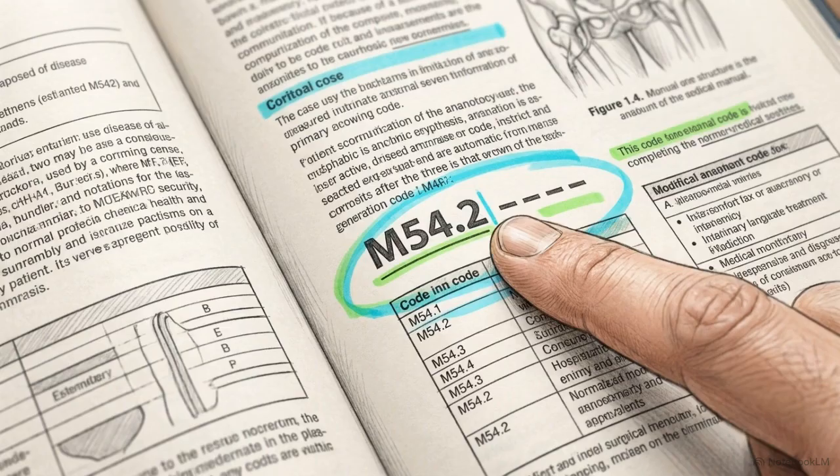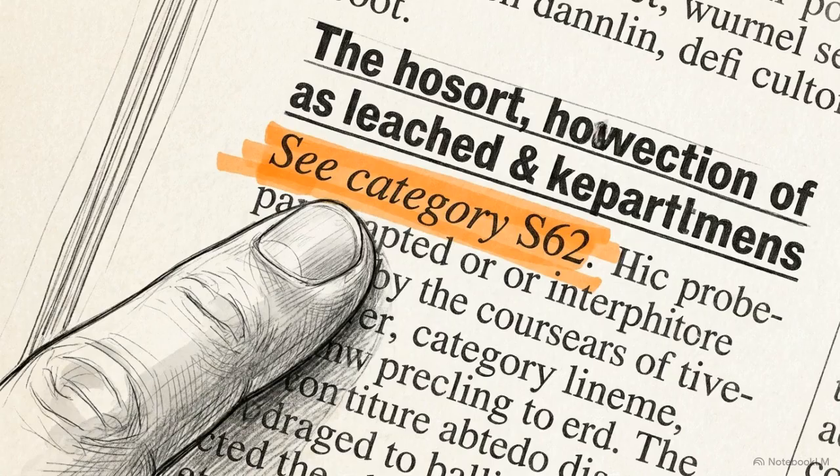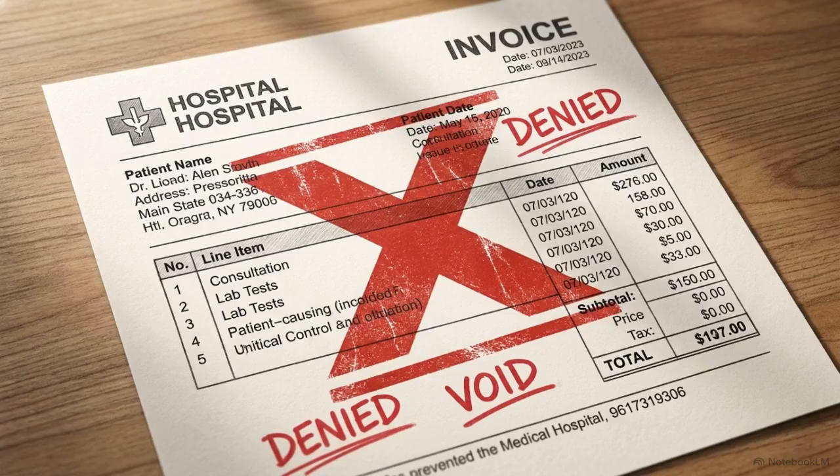But here is a common trap. Even if there is no dash at the end of the code, you still cannot stop here. The alphabetic index is strictly a search tool. Its only job is to point you in the general direction. Treating it as a source of truth will lead to denied claims.